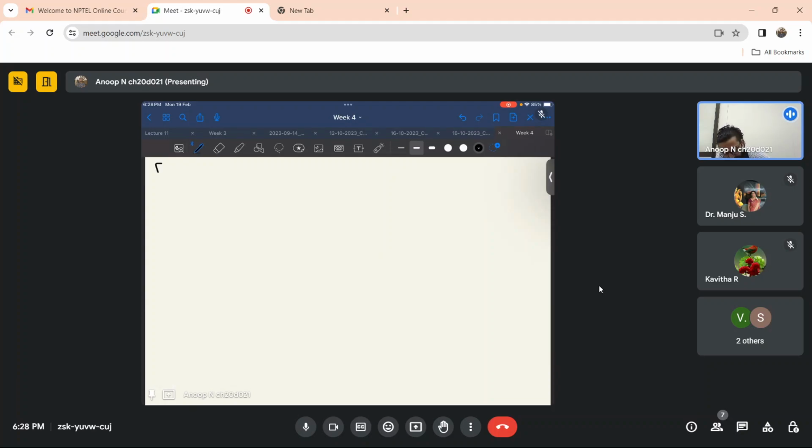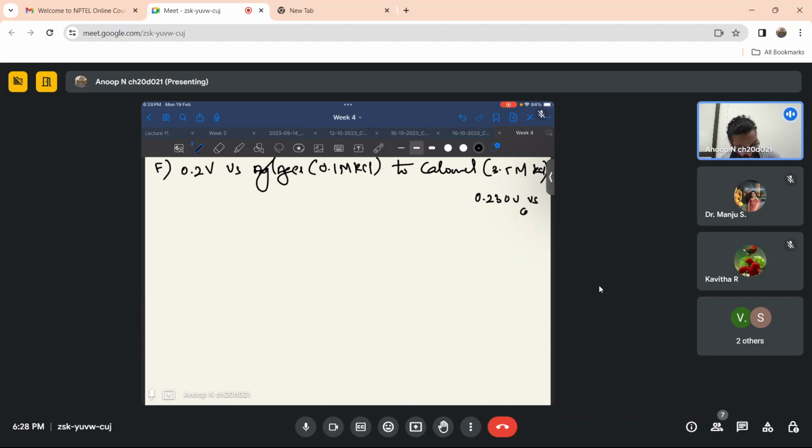Similarly, you can try this problem later. 0.2 volt versus Ag/AgCl filled with 0.1 molar KCl, to calomel electrode filled with 3.5 molar KCl. You can try this problem. The answer will be 0.230 volt versus calomel electrode.